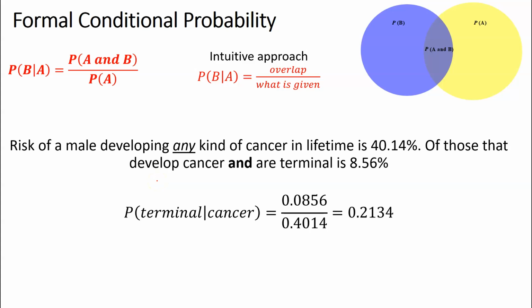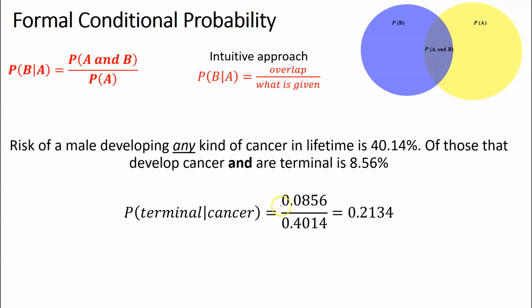So a man goes to the doctor and the doctor says, hey, I've got some bad news for you. We've determined you have cancer. Typically the next question is going to be, well, doctor, what are my chances here? What's my probability? Typically what they're talking about would be the probability of survival. Well, what they're really asking in terms of conditional probability is, what's the probability of them being terminal given that they know they have cancer?